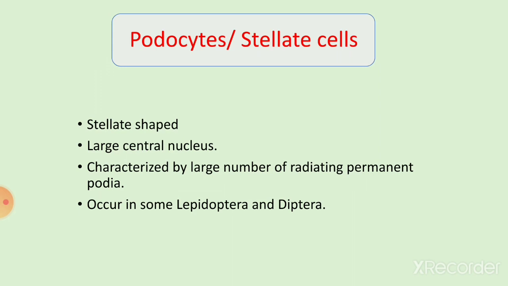Then next is podocytes or stellate cells. These are stellate-shaped cells with a large central nucleus. They are characterized by a large number of radiating permanent podia. Podocytes occur in some Lepidoptera and Diptera like Prodenia and Sarcophaga respectively.